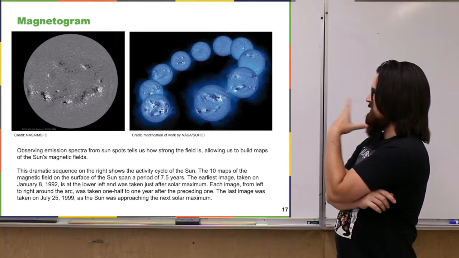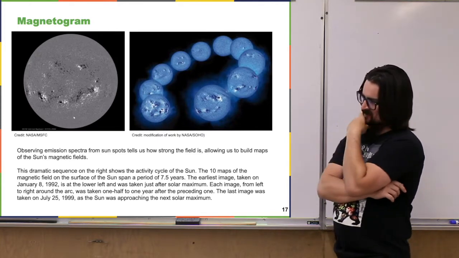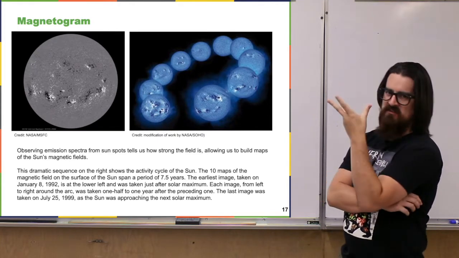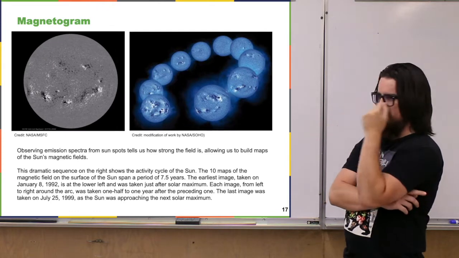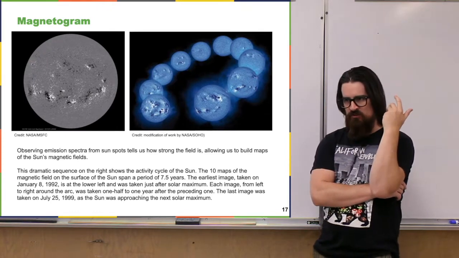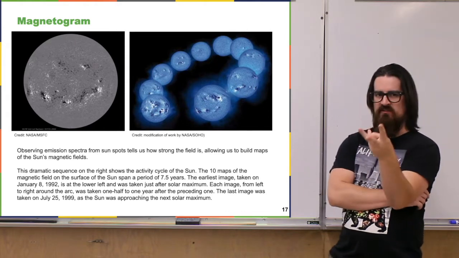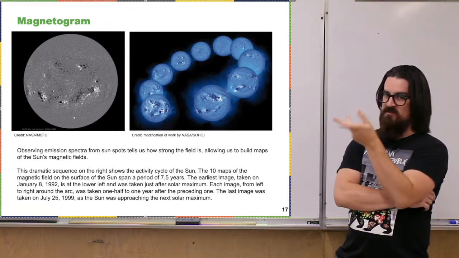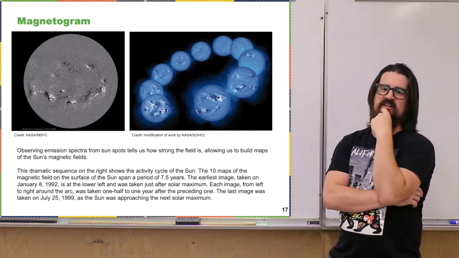So what does all this tell us? Well, if we look at this activity on the surface of the sun, right, the sunspots that go along with these magnetic fields, that go along with the other activity above the sunspots, we've seen that there is a cycle to them, right?